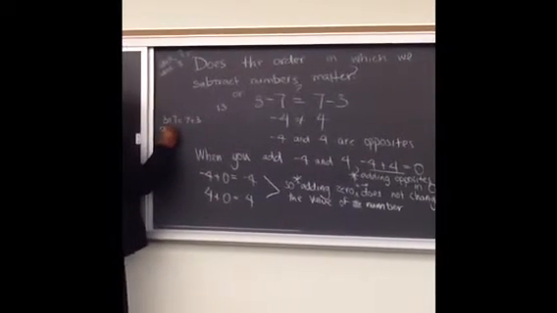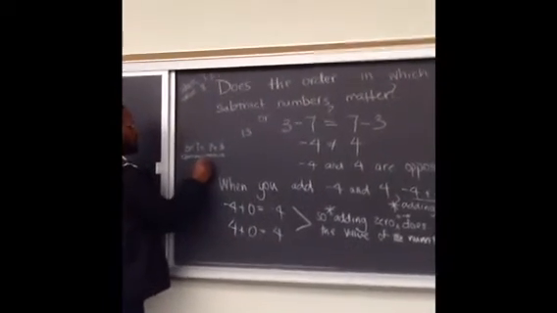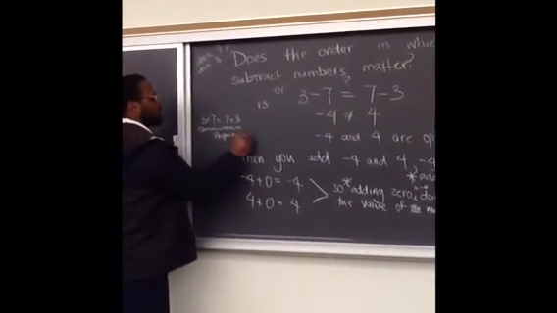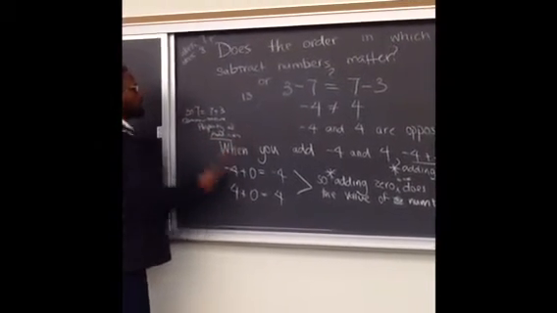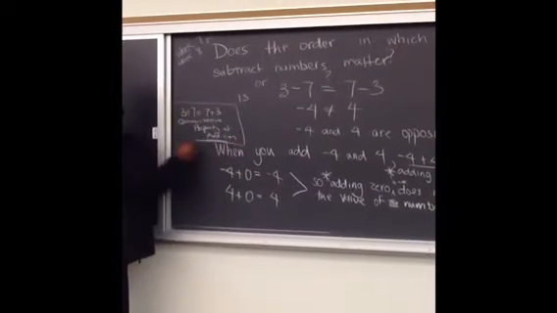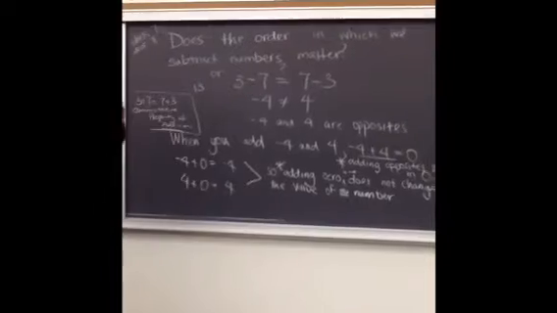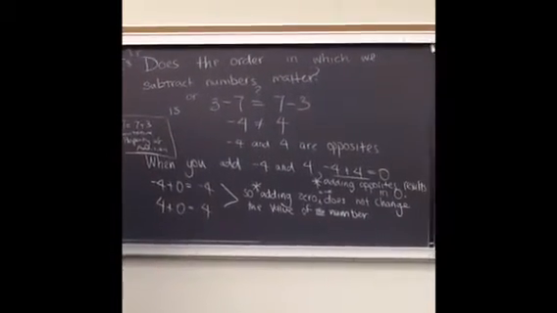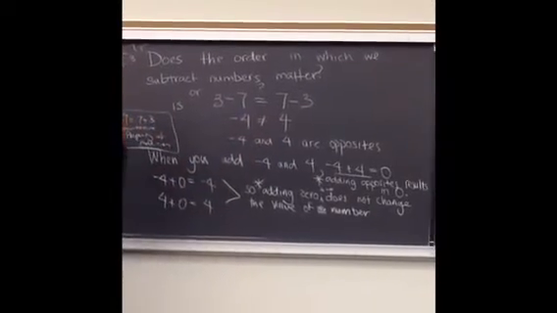This became the commutative property of addition. Now we remember that when we talk about a property, we had to talk about the operation. Now, when we look at subtraction to see if there's a commutative property of subtraction, we say, is 3 minus 7 equal to 7 minus 3?